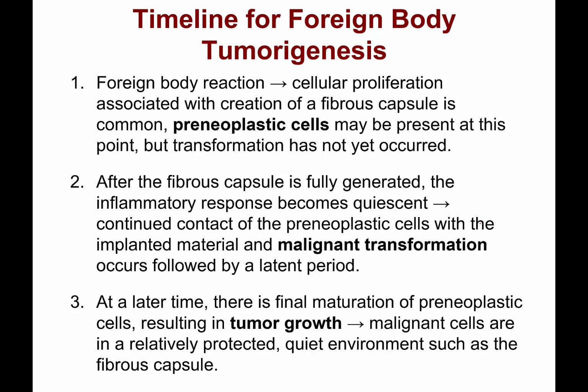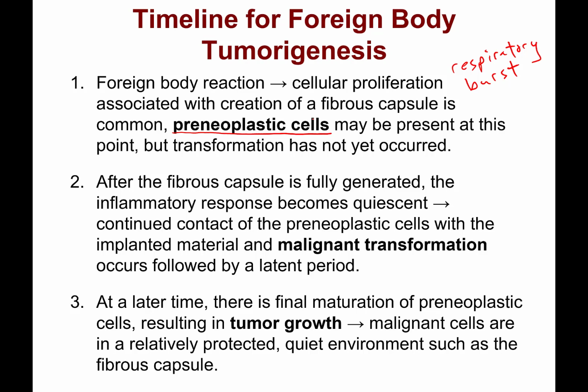So this slide summarizes the timeline for foreign body tumorigenesis. After implantation, we have our foreign body reaction. We have the cellular proliferation that's associated with all of that. And then, of course, there is the respiratory burst that's not shown here, but was on that previous slide. This foreign body reaction leads to the development of these pre-neoplastic cells that I mentioned earlier. They'll be present, but they haven't transformed into a malignancy.